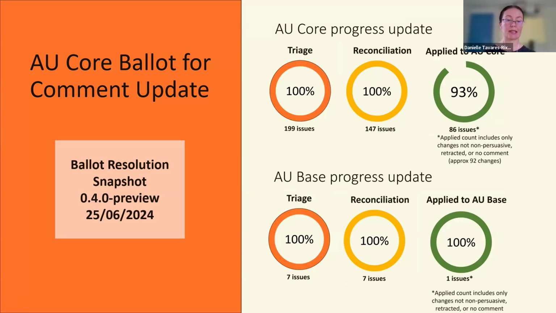So our ballot resolution snapshot, which will be 040-preview as the version number, is still planned for the 25th of the 6th. So the 25th of June. It's not going to be earlier because there are a couple of terminology changes there. So even though we have them agreed, the NCTS release is what we're waiting on before we can hit publish for that new version of AU Core.